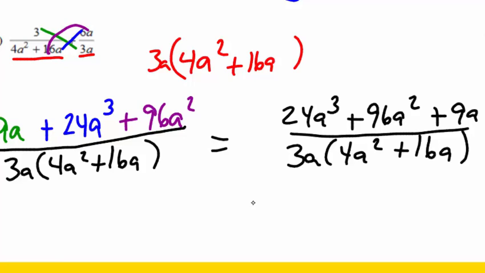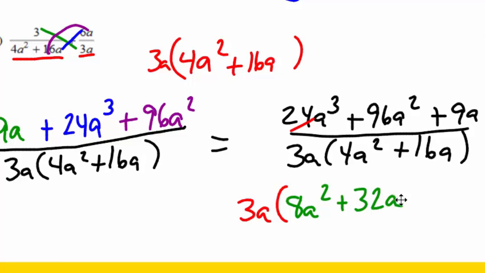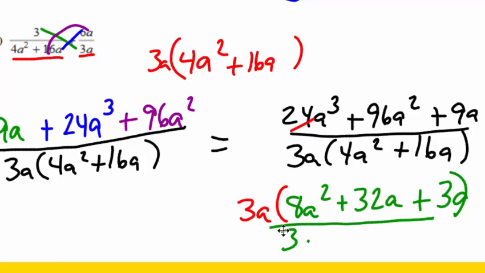So out of this top, I'm going to pull a 3 and an a out of each one. So I'm dividing each one by 3, right? So what happens here, the first one leaves me with 8a squared. Alright, so if I do 96, that's going to give me 32a, and then plus 3, no 3a, so just plus 3, all divided by, and you still have the 3a, 4a squared plus 16a.